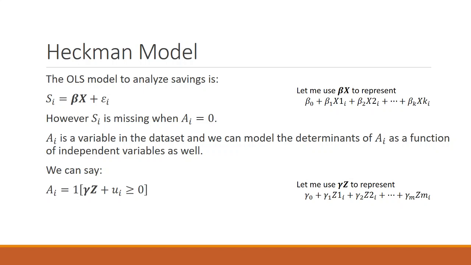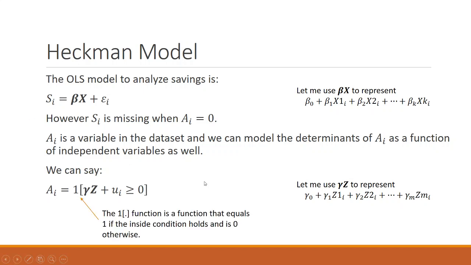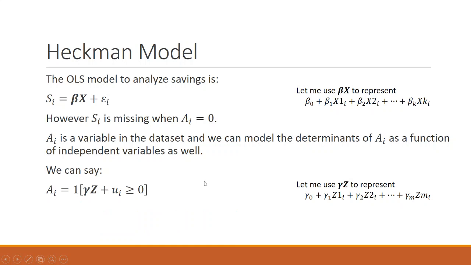All right. So we can define a model for the A variable. A is a variable in the data set, and we can model the determinants of A as a function of independent variables as well. So let A equal this function. This is kind of an interesting function.